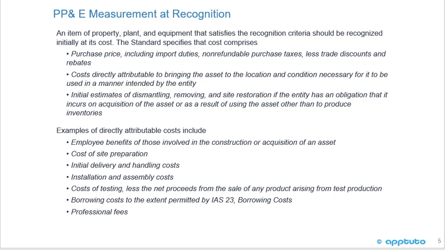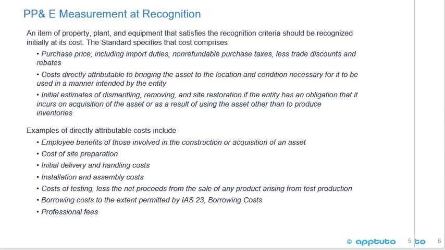Okay? So examples of directly attributable costs include employee benefits of those involved in the construction or acquisition of an asset, cost of site preparation, initial delivery and handling costs, installation and assembly costs, costs of testing, less the net proceeds from the sale of any product arising from the test production. That's a little tricky one. Borrowing costs to the extent permitted by International Accounting Standard 23, borrowing costs, and professional fees.